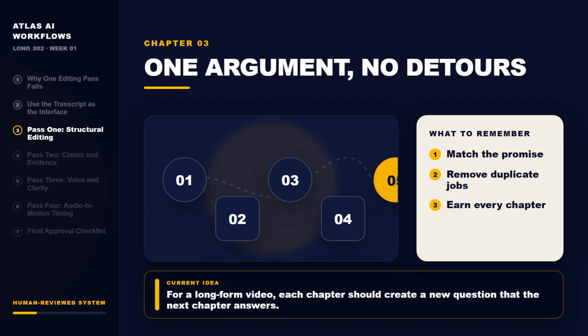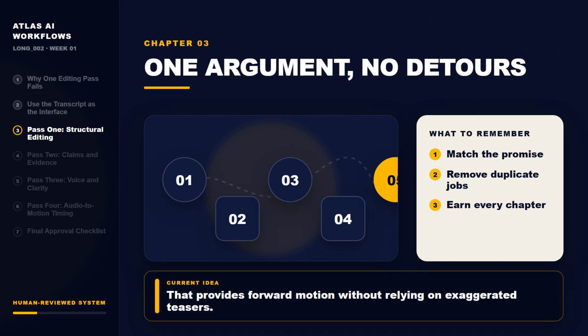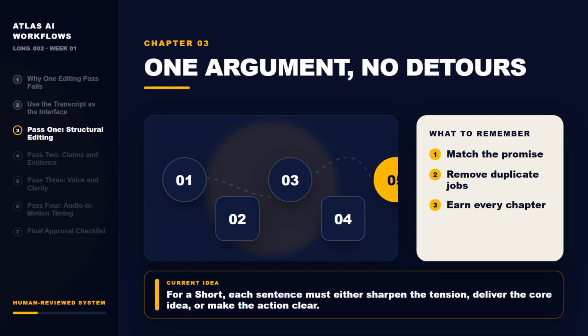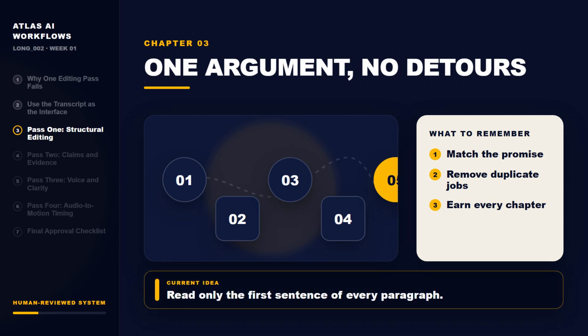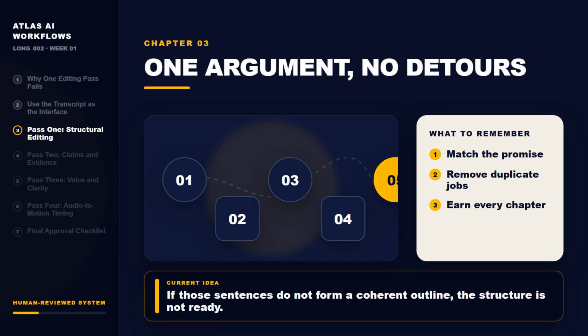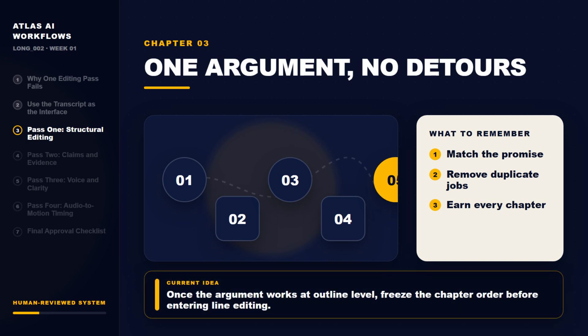For a long-form video, each chapter should create a new question that the next chapter answers. That provides forward motion without relying on exaggerated teasers. For a short, each sentence must either sharpen the tension, deliver the core idea, or make the action clear. Read only the first sentence of every paragraph. If those sentences do not form a coherent outline, the structure is not ready. Once the argument works at outline level, freeze the chapter order before entering line editing. Structural changes are expensive after audio and motion, so solve them while the project is still text.